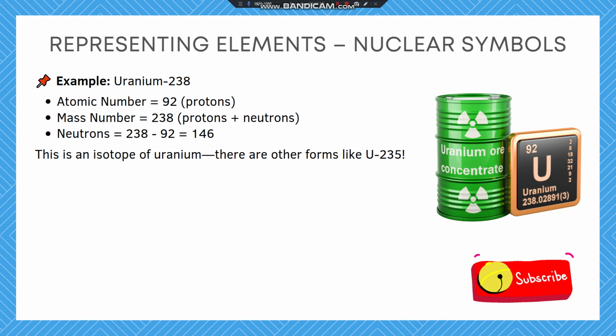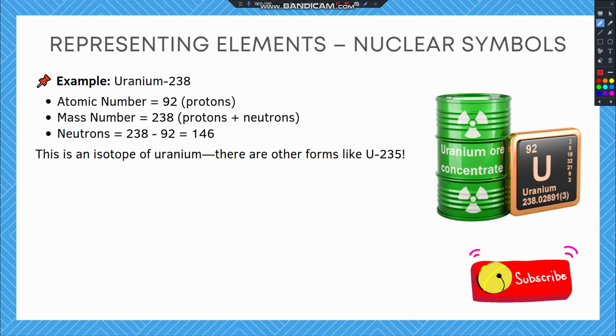Let's proceed into another example. Example number 2 is the element uranium. Uranium in this case is having the mass number 238. So if I were to represent this using the nuclear symbol notation, I would use the symbol U because we know the element that it is.